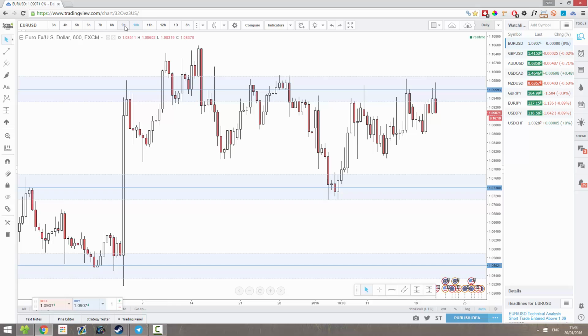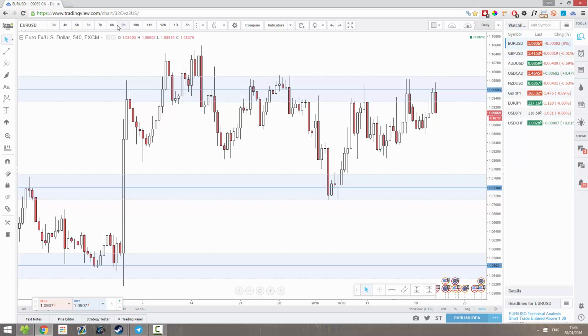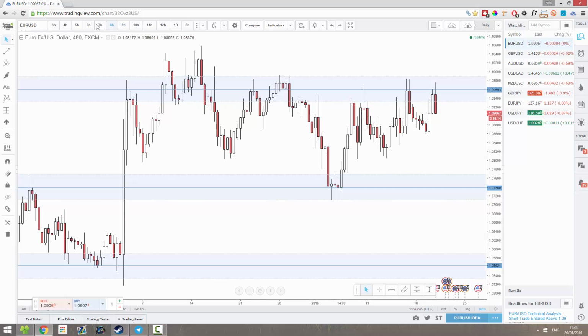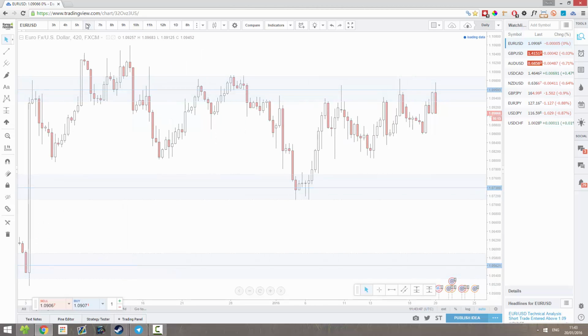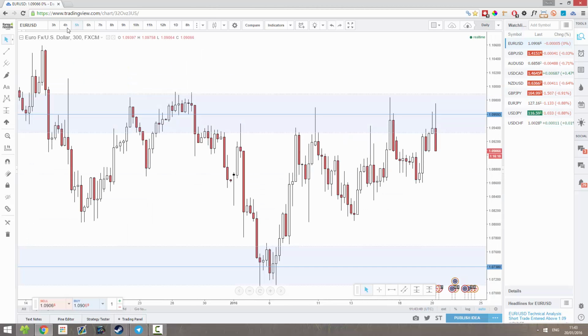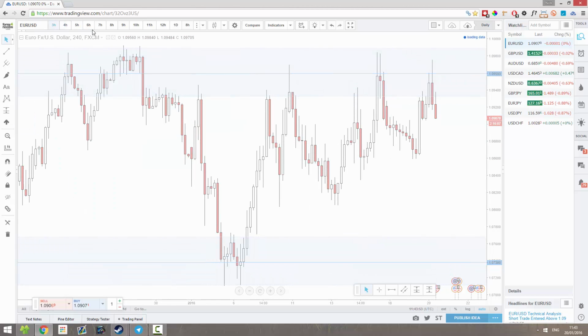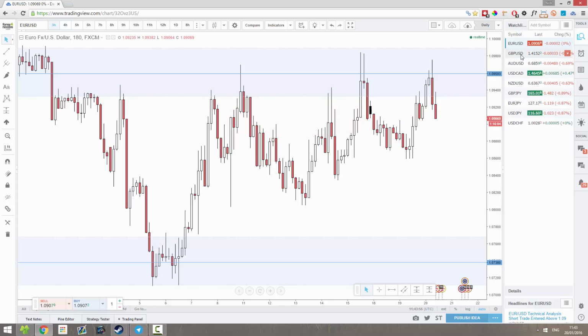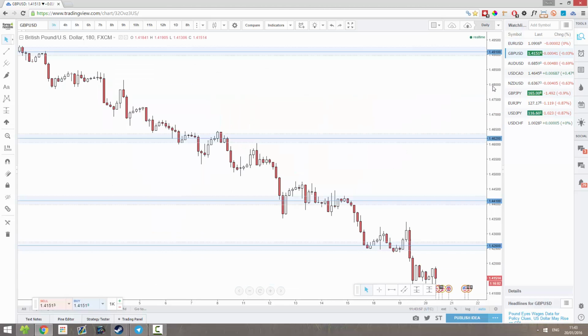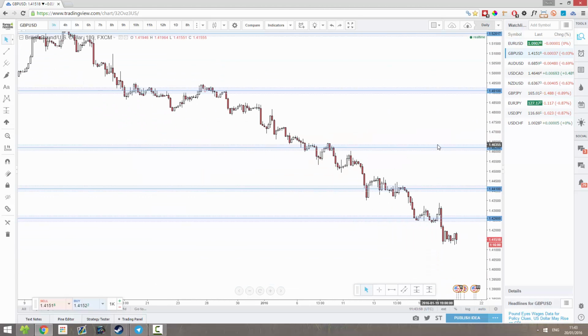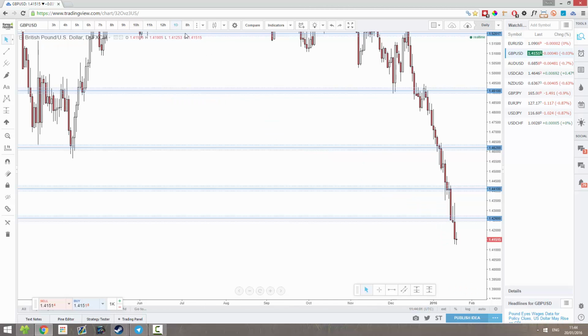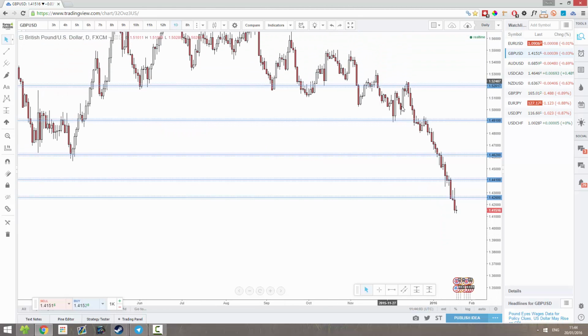We got the 10 hour, nothing really. 9, nothing. 8, nothing. 7. Now, we're not really seeing anything worthy of trading here on Euro USD, but that's no big deal. Check out GBP USD. This thing is just going down. Like, look, it's just crazy. I don't even know if it's going to stop.